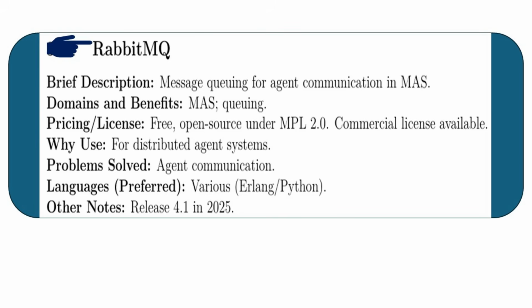RabbitMQ, message queuing for agent communication in messaging domain benefited with queuing. It is free and open source, and it also has a commercial license available. It is used for the distributed agent systems and solves agent communication problems. Language preferred is Python. Erlang, latest release 4.1 in 2025.